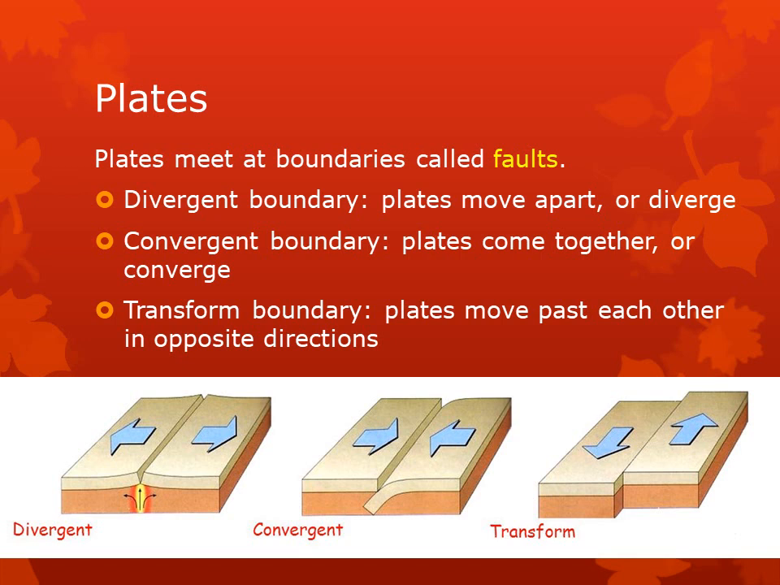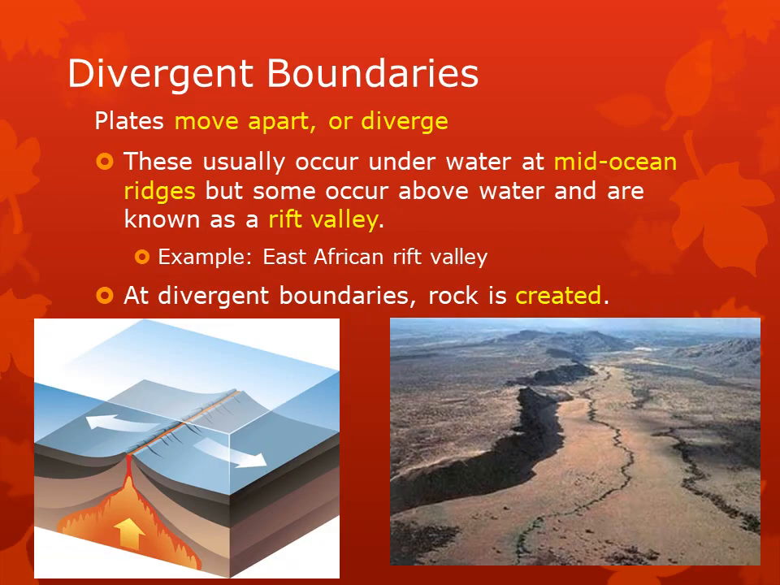So let's look at divergent boundaries a bit closer. Again, a divergent boundary is where plates move apart or diverge. Now, most divergent boundaries occur underwater at mid-ocean ridges, where the convection currents move the oceanic plates, allowing hot magma, hot rock, to rise up, forming new oceanic crust.